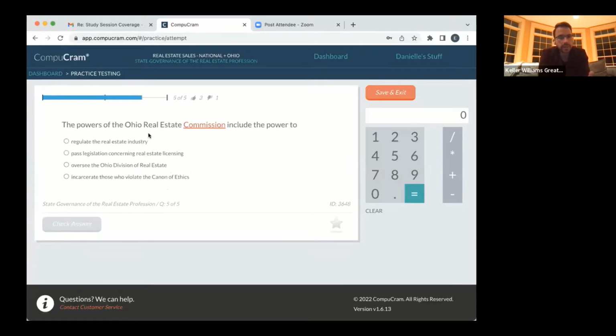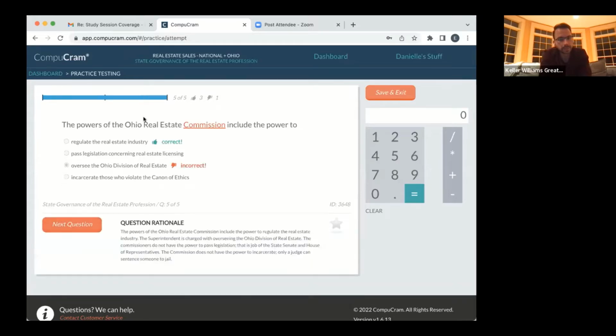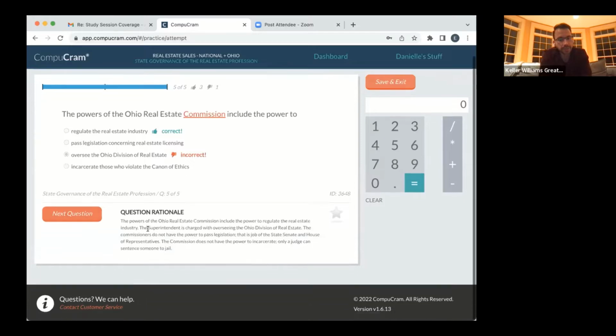Next one, the powers of the Ohio Real Estate Commission include the power to: A, regulate the real estate industry; B, pass legislation concerning real estate licensing; C, oversee the Ohio Division of Real Estate; or D, incarcerate whoever violated the canon of ethics. It's actually regulate the real estate industry, of course.